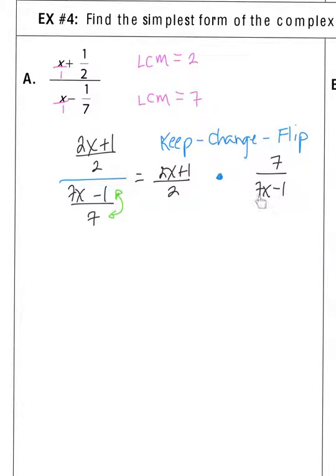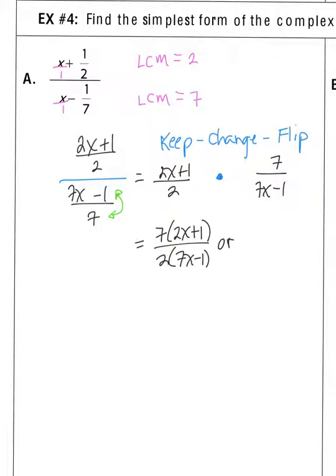You can't. Factor this if you can, but you can't. And of course you can't factor those. So instead we're just going to multiply straight across. So I end up with 7 times 2x plus 1 over 2 times 7x minus 1. Now because nothing can cancel, I can't reduce these, you can leave that as your answer, or you could actually multiply it through.